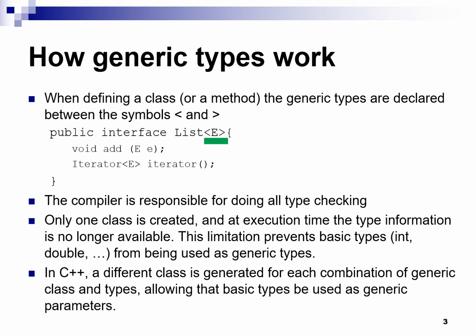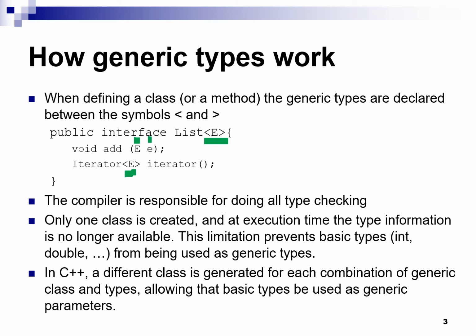And then you can use E as a type. For example, you can use E as a type of a parameter. And of course, you can use E to parameterize other generic types that are inside this declaration. Then, when you are going to declare a variable of type List, you need to specify the concrete type that you are going to use.